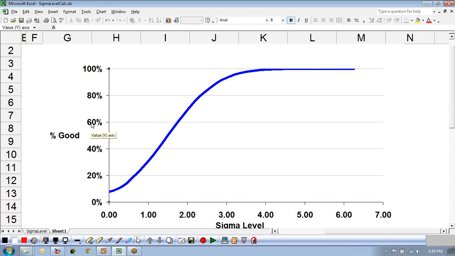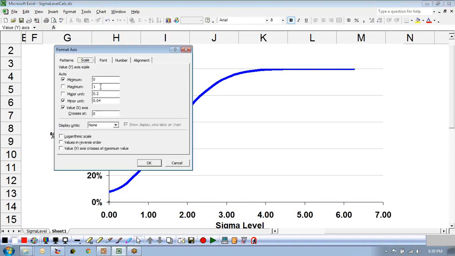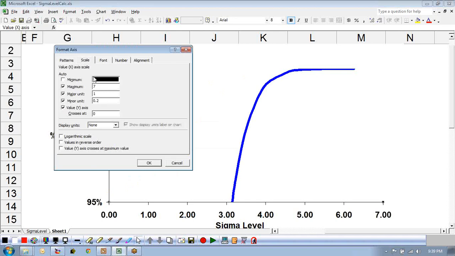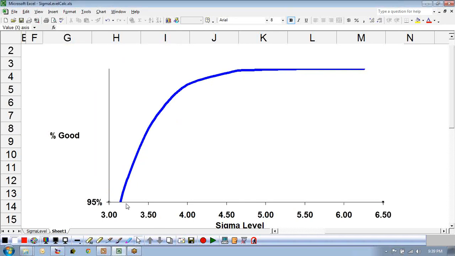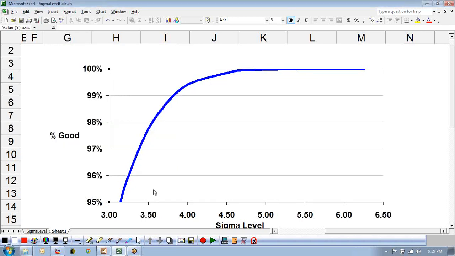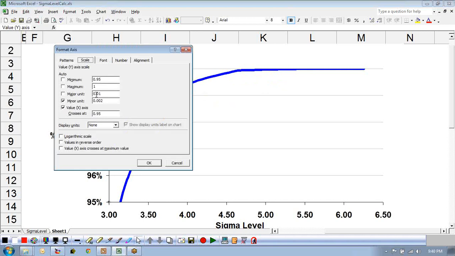Let me now expand this, and we'll just change the scale. We'll look at between, say, 95 and 100. And now we'll just look at it above 3. So you can see here's our 3 sigma process. Whoops, I didn't put in enough. There we go. There's our 3 sigma process. It's less than 95%. Here's our 4. It's about 95.5%. And there's our 5. Again, we're kind of losing it in the mist. So let's expand this out again.